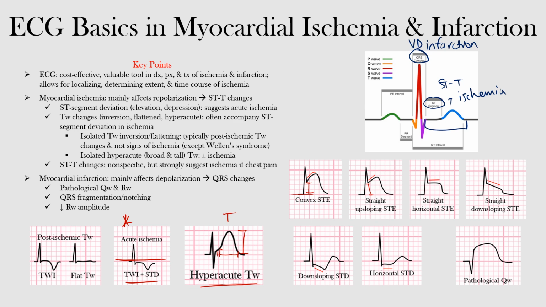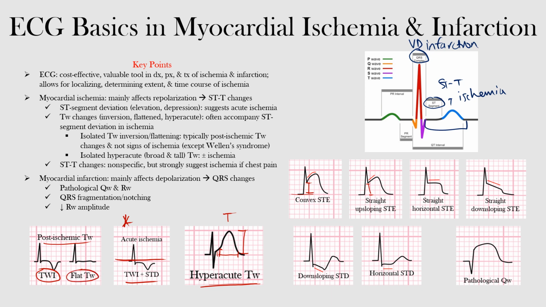But the main thing I want you to take away here is that myocardial ischemia mainly affects the STT changes, and myocardial infarction appears mainly as QRS changes. So let's take a look at some of these changes in ischemia and infarction. First off, these are the post-ischemic T waves. Notice you have these T wave inversions, and you can have these flat T waves.